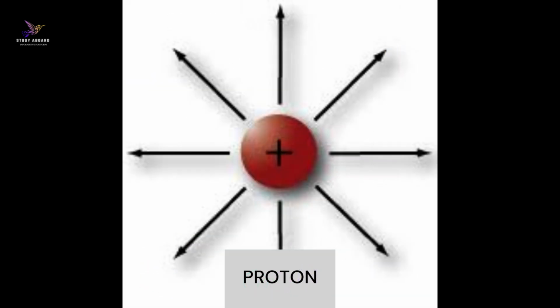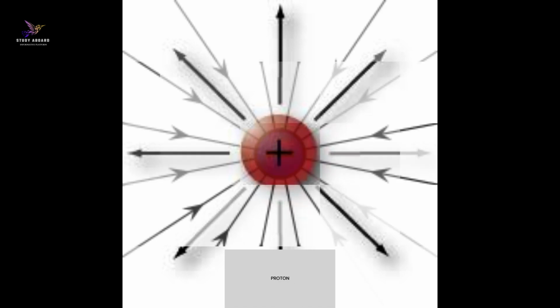Protons are positively charged particles which are present in the nucleus of the atom alongside neutrons. An atom is composed of protons, electrons, and neutrons. The entire mass of an atom is concentrated in the nucleus, which is at the center. The nucleus contains protons and neutrons, which are collectively called nucleons.